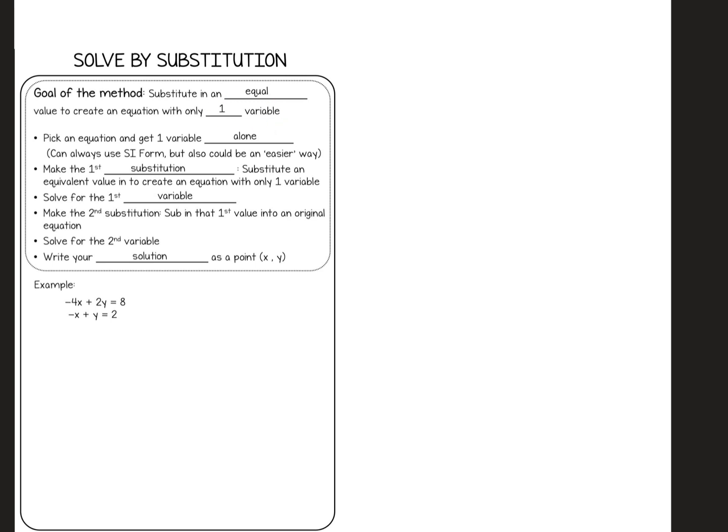Our first step is to pick an equation and get one variable alone. You can always use slope-intercept form, but there could also be an easier way sometimes. For example, getting x by itself instead of y by itself.